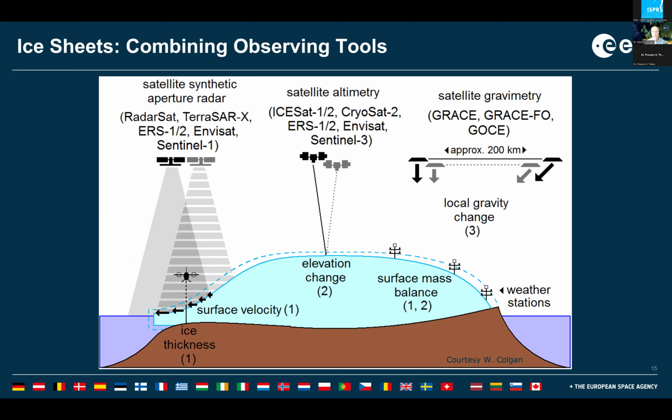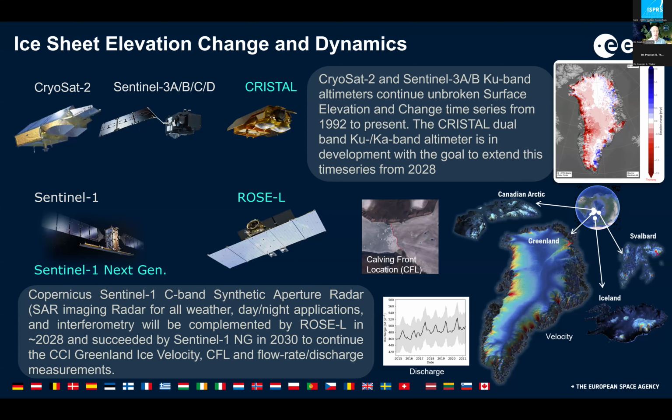We combine those with satellite altimetry in the central part of the slide here. There we have the ICESat, Cryosat, ERS, ENVISAT, and Sentinel-3 radar altimeter records of surface elevation change. And then on the right, we're able to get an integrated mass change perspective from satellite gravimetry, and we get that from the GRACE follow-on and the Gautier ESA gravimetry mission. And I'll show you some examples of these types of products in the following slides. So first of all, an ice sheet elevation change and dynamics.